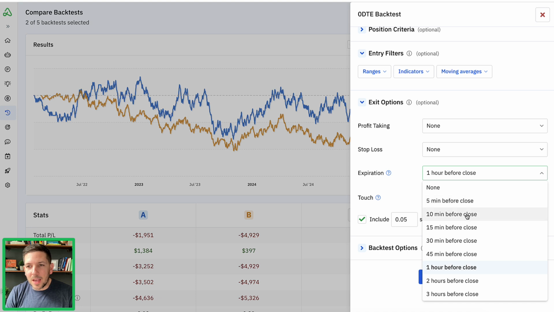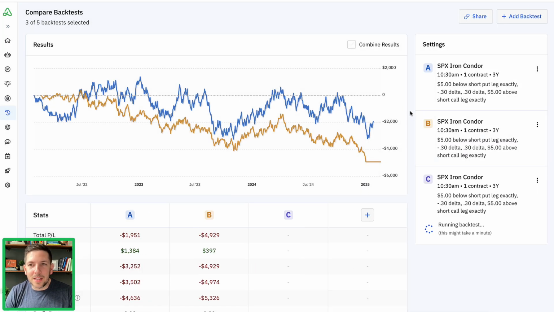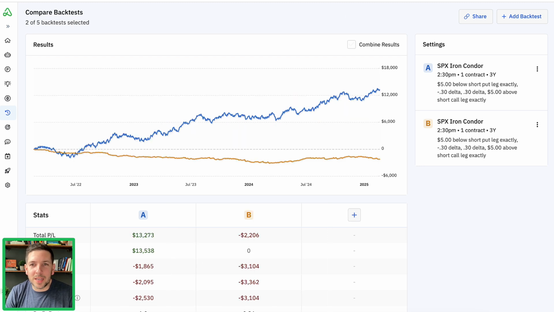Let's just say 10 minutes before the market close. So maybe we run it much closer, but not at the close, and see if that does improve it. Maybe there's a lot of haywire stuff that happens kind of the last couple minutes of the market day.